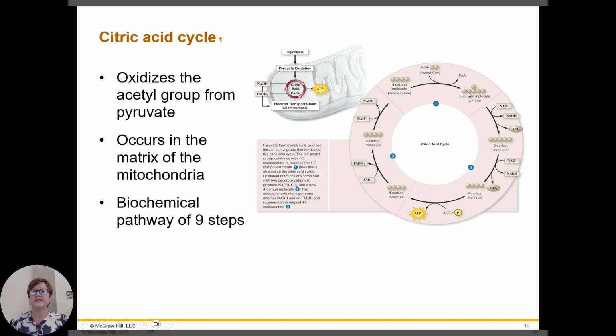Now, through a series of enzymatic reactions, the oxaloacetate is regenerated. 2 carbon dioxides are released, 1 ATP is released, and 3 NADHs are made, and 1 FADH2 is made. But you'll remember that there are actually 2 acetyl-CoAs coming in. So whatever happens in this picture for 1, we really multiply it by 2. So we double it.